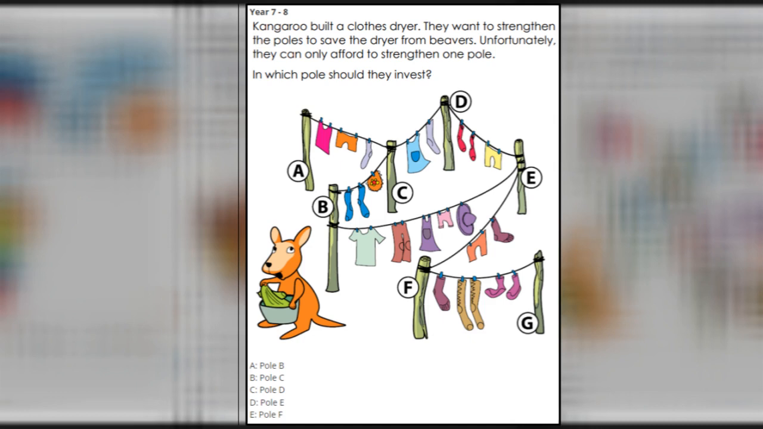So if we wanted to invest in one of these poles, that would have been E, as that was supporting the most amount of clothing. So I hope you got that one correct. If not, think about how we worked that out, and give that a go in next week's challenge.